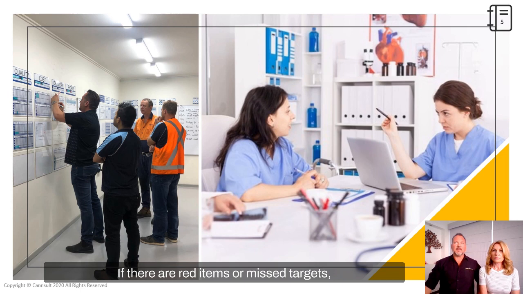If there are red items or missed targets, there will be a discussion around the next steps. For example, if production times were over target for the shift, the team might decide to perform a PDCA cycle for that specific problem. If it's an executive meeting and the data shows that we are not on track to meet our sales revenue, the action might be for the sales team to get together to develop a strategy and present back to that executive team.